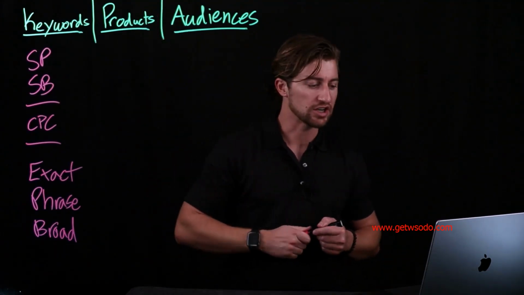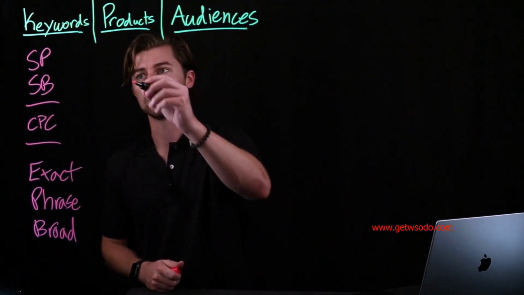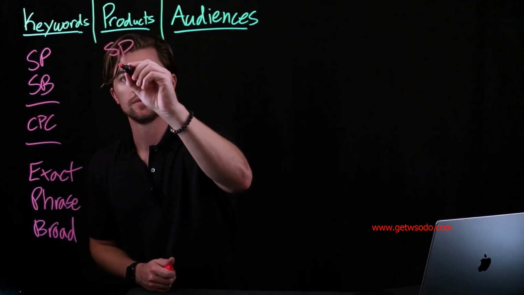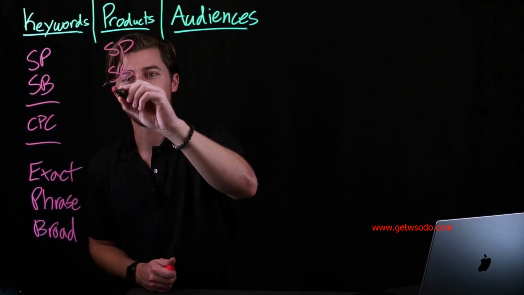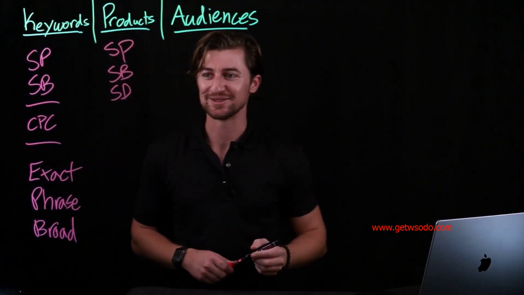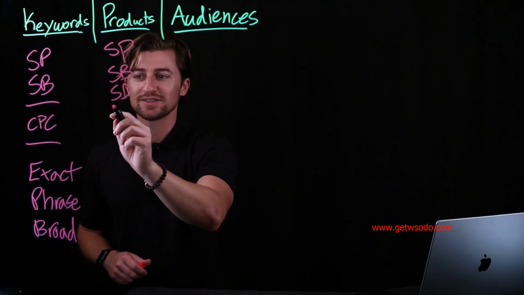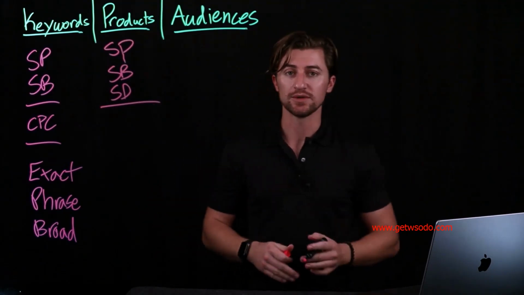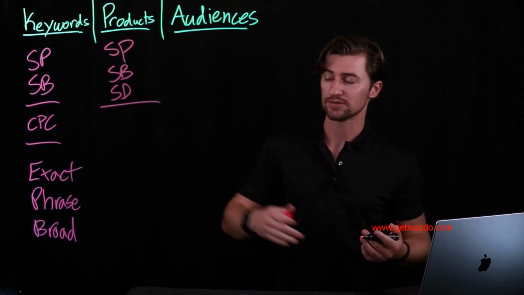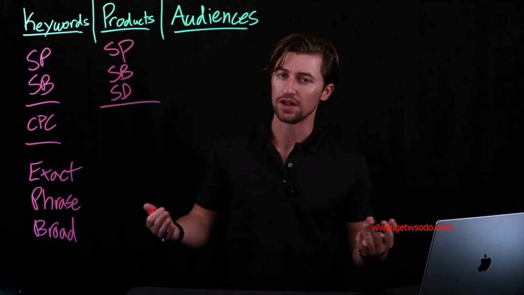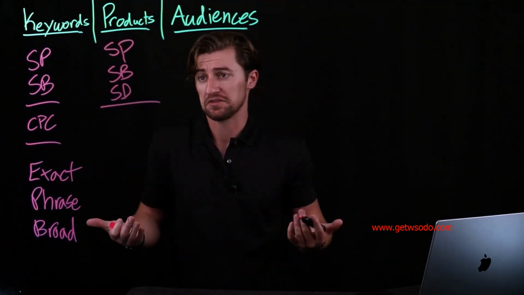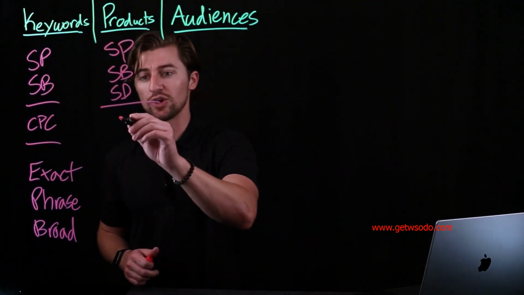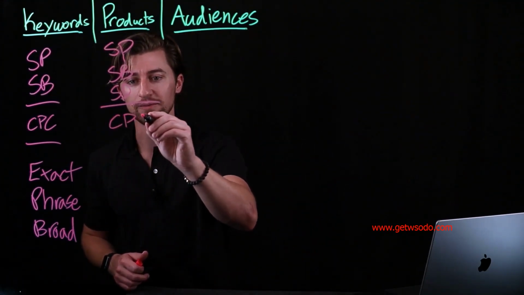Then when we come to product targeting, it's going to be pretty similar to keywords. However, we have our sponsored products, sponsored brands, and sponsored display. So product targeting is the only one that's available for all three campaign types, which is a little bit interesting. It's kind of a fun fact. And these are also going to be based on that CPC model.